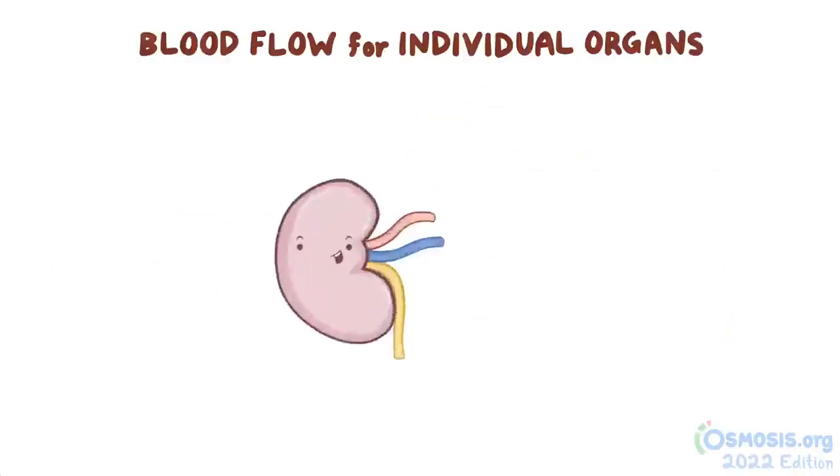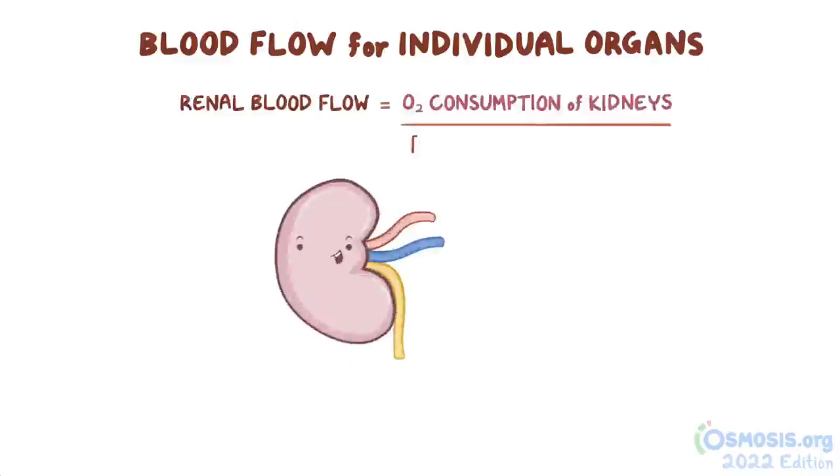The Fick principle is not only good for calculating cardiac output, it can also calculate blood flow for individual organs. For example, renal blood flow can be calculated by dividing oxygen consumption of the kidneys by the difference in oxygen content of the renal arterial blood and renal venous blood.